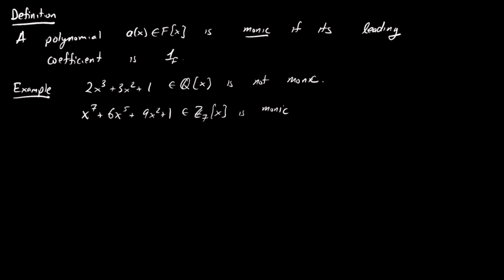I can also look at this example, x to the 7th plus 6x to the 5th plus 9x squared plus 1 in Z7[x]. Then I look at its highest degree term, it's x to the 7th. The coefficient here is 1. So this is a monic polynomial. So monic polynomials, again, highest degree term has a coefficient of 1. That's all that means.